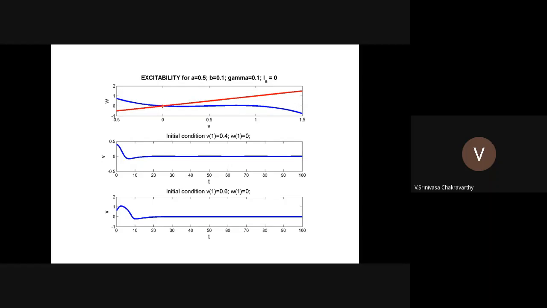So this is the fixed point, and when I give an initial V less than A, where A is 0.5, then it will just come back to 0. But if initial V is greater than A, then it goes all the way to 1 and then falls back to 0, resembling an action potential.